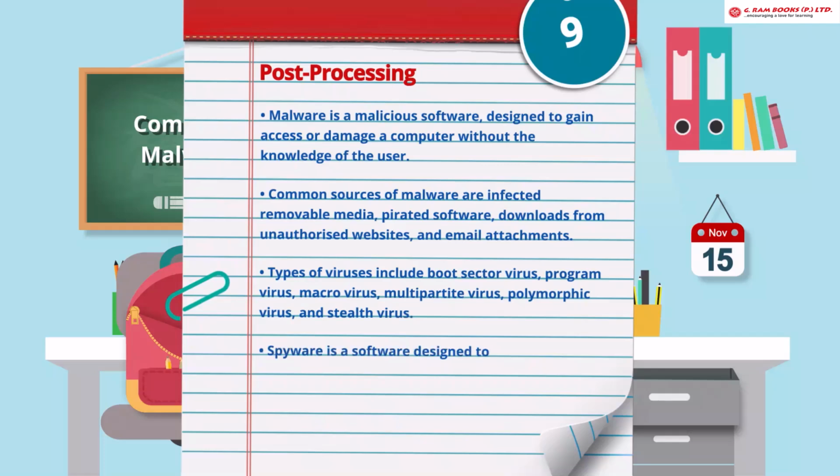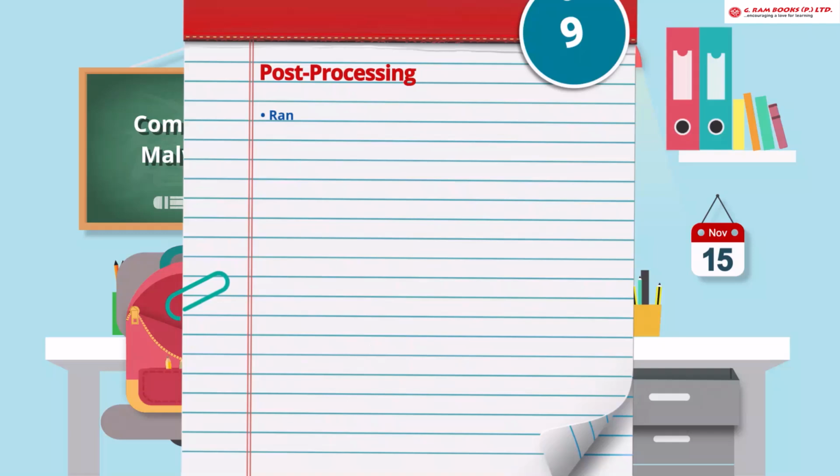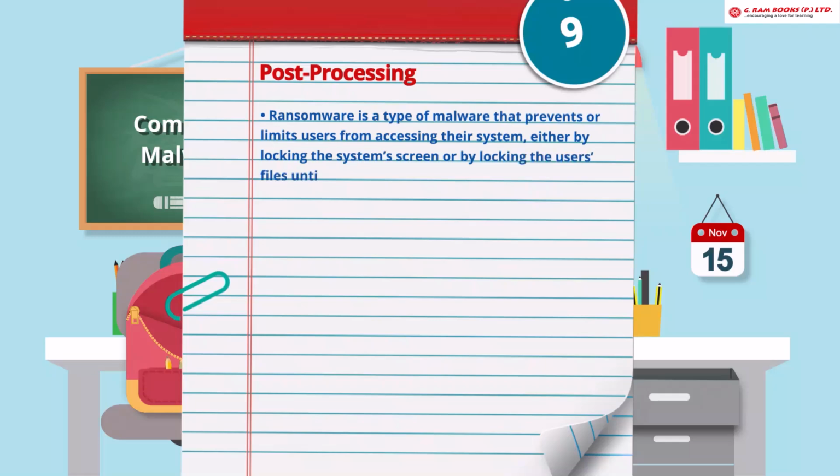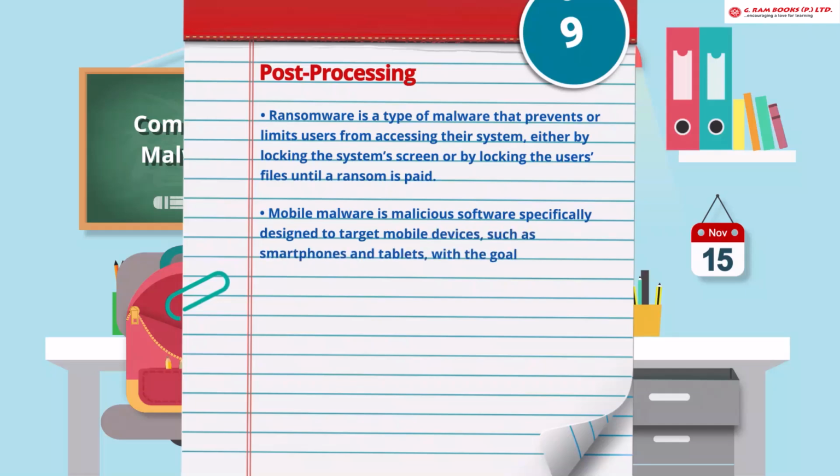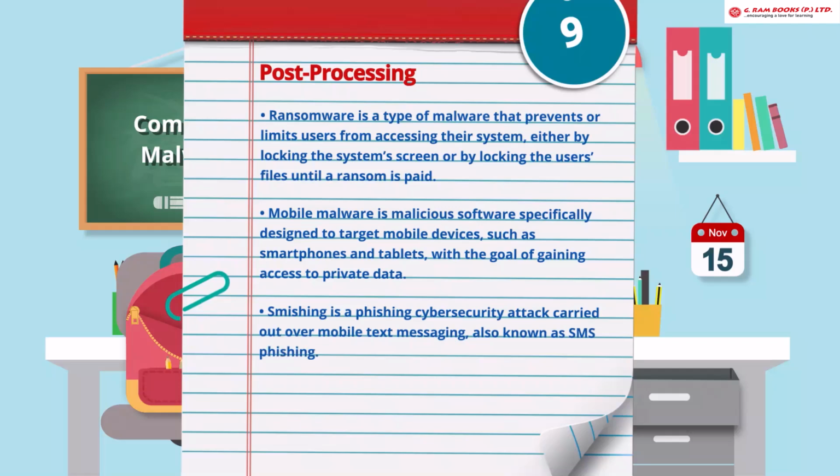Spyware is a software designed to secretly monitor the activities and gather data from a computer. Ransomware is a type of malware that prevents or limits users from accessing their system either by locking the system screen or by locking the user's files until a ransom is paid. Mobile malware is malicious software specifically designed to target mobile devices such as smartphones and tablets with the goal of gaining access to private data. Smishing is a phishing cybersecurity attack carried out over mobile text messaging, also known as SMS phishing.